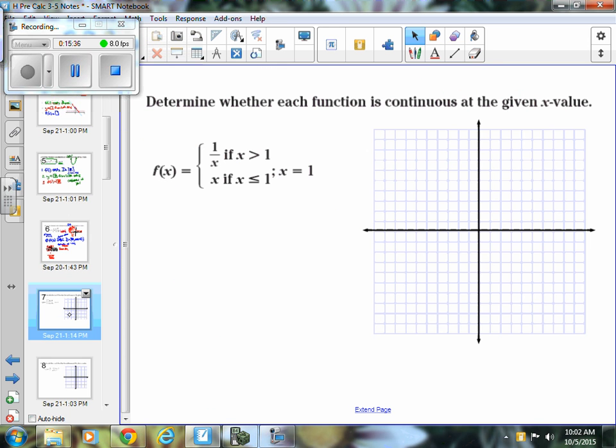Okay, for our next couple, we're going to do some of these piecewise graphs. So what I'm going to ask you to do is go ahead and graph this and then start the video again so you can take a look and see what's happening.